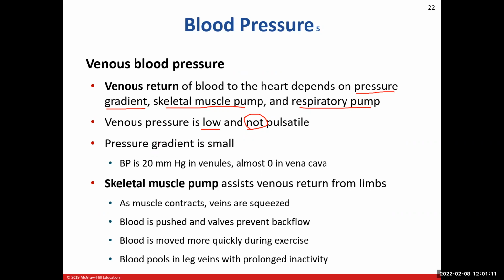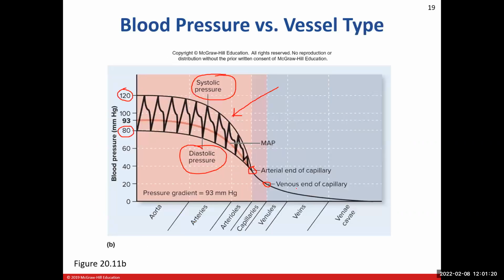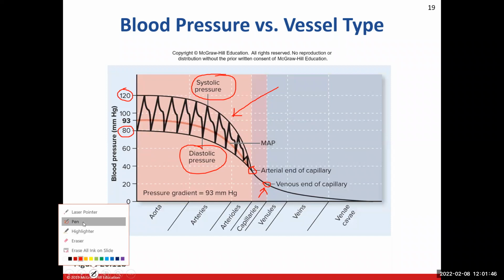All right, so when we're looking at the pressure gradient, that's the difference in pressure. Look, it's at 20 millimeters of mercury in the venules right here. Here you can see it. That's that smaller circle right there. That is the pulse pressure for the veins. Blood pressure is on the Y axis, and the size of the vessels is on the X axis in our graph. You can see that pressure just keeps dropping as we move along. It goes from 20 and then it just keeps going down. We get into the actual veins, now we're closer to 10, and we get all the way to the vena cava.